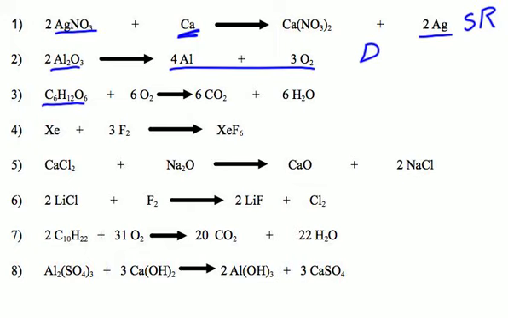Here I have C6H12O6, and it's reacting with oxygen to make CO2 and water. Again, this is the example of combustion. It is burning, and that's the fifth type of reaction that we deal with. Next, xenon and fluorine are making one chemical. So two chemicals are making one. That is known as synthesis.